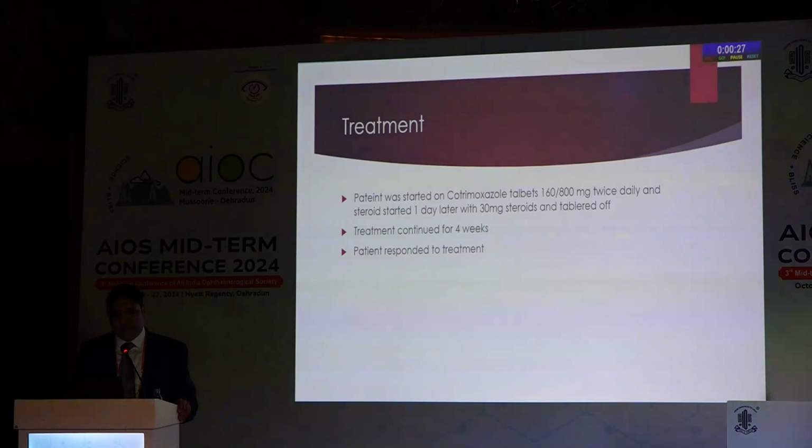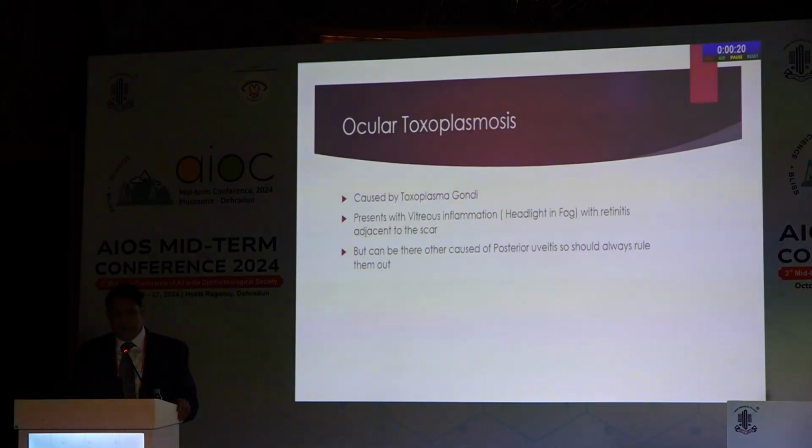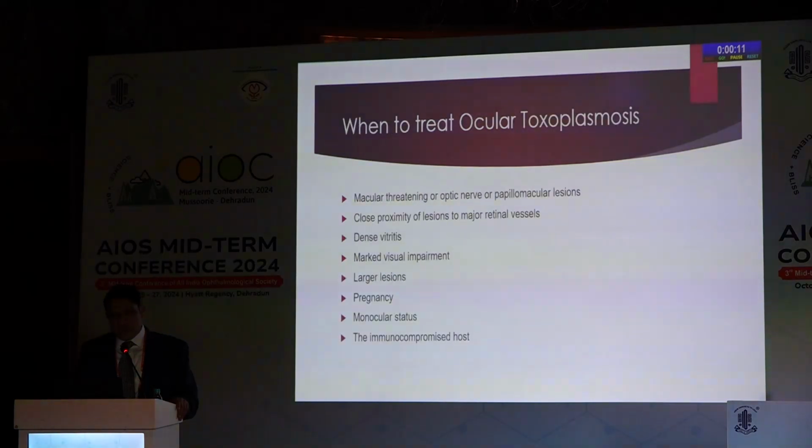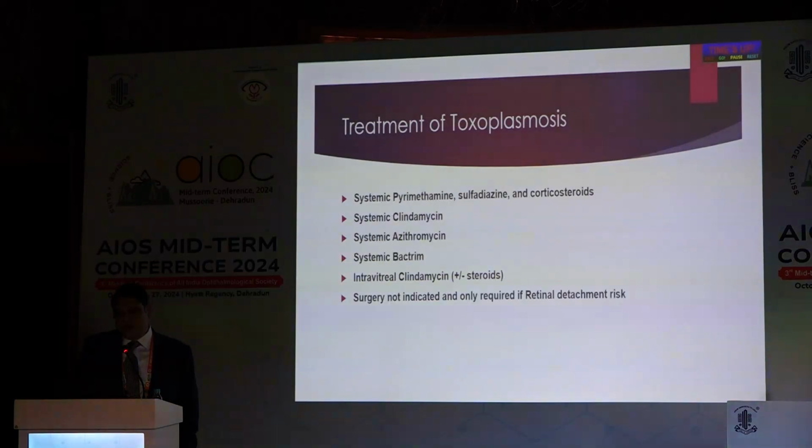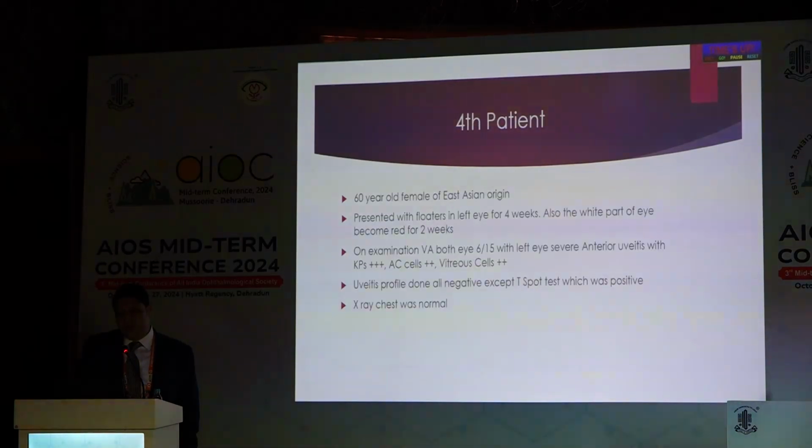Started on Septrin-type tablets, and after a few days started on steroids also. We continued for 4 weeks, and the patient responded. But as you know, toxoplasmosis is a cause of posterior uveitis, so you should always rule those out. And these are the only indications where we should treat ocular toxoplasmosis: if the macula is being threatened, if the disc is being threatened, if any major blood vessel is being threatened, or pregnancy, monocular state, immunocompromised state, or anything. That's where you can give any of the medication.